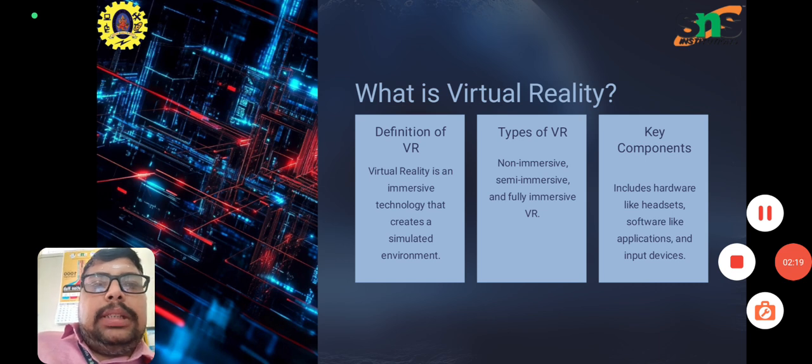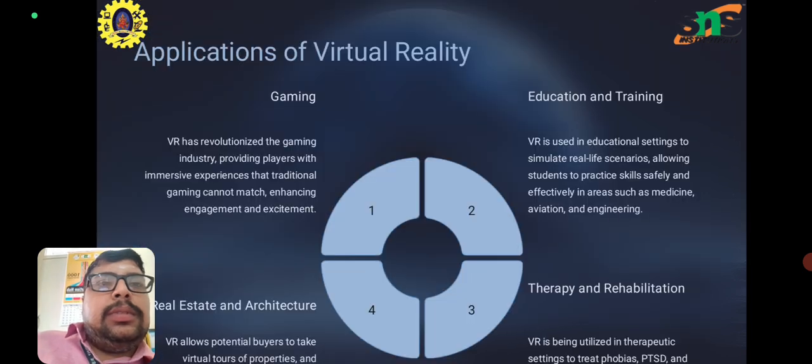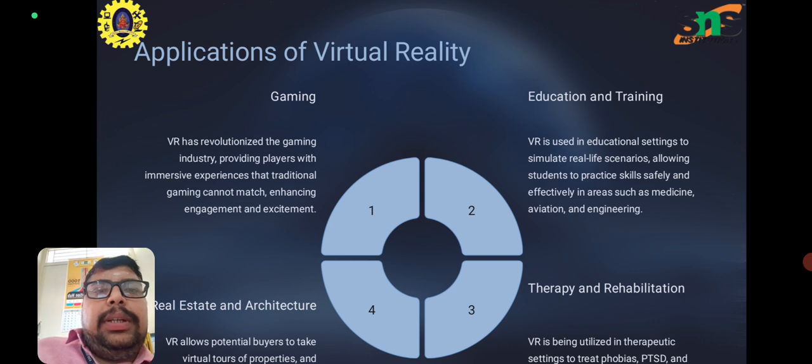So basically, virtual reality is an immersive technology that creates a simulated environment. It consists of non-immersive, semi-immersive, and fully immersive VR. The key components consist of the headset, software like applications, and input devices. Next, in this video, we are going to see applications of VR. The first application is gaming.